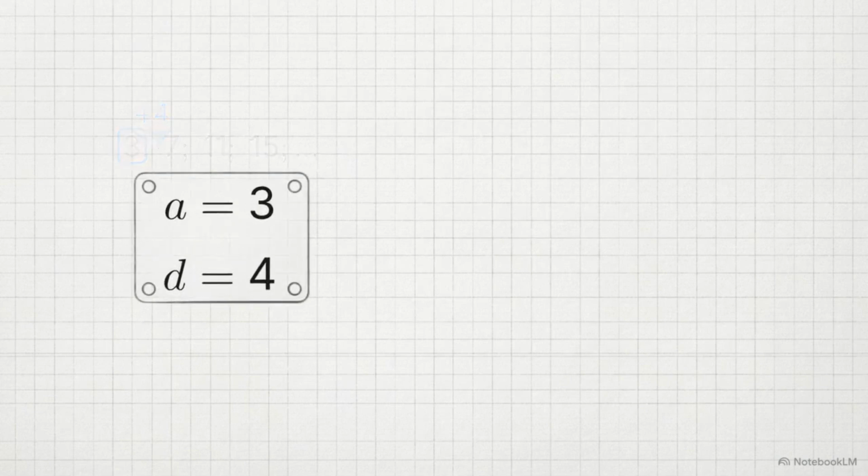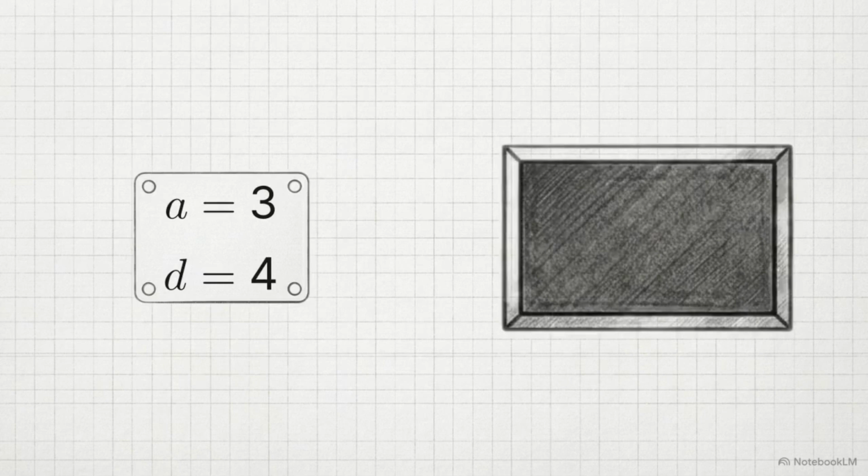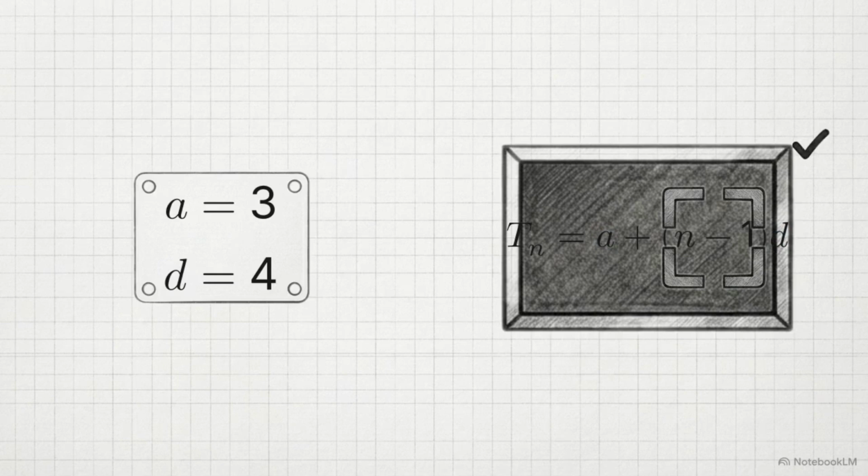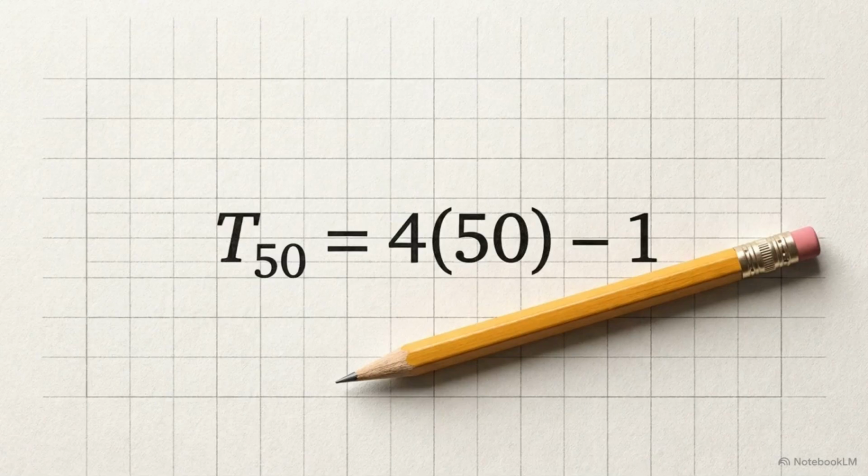To solve any arithmetic sequence problem, start by identifying the first term, a, and the common difference, d. You then substitute those values into the general formula, keeping that n minus 1 in place so the math remains accurate for the very first term. Once you have your sequence-specific formula, finding any term is just a matter of algebraic substitution.